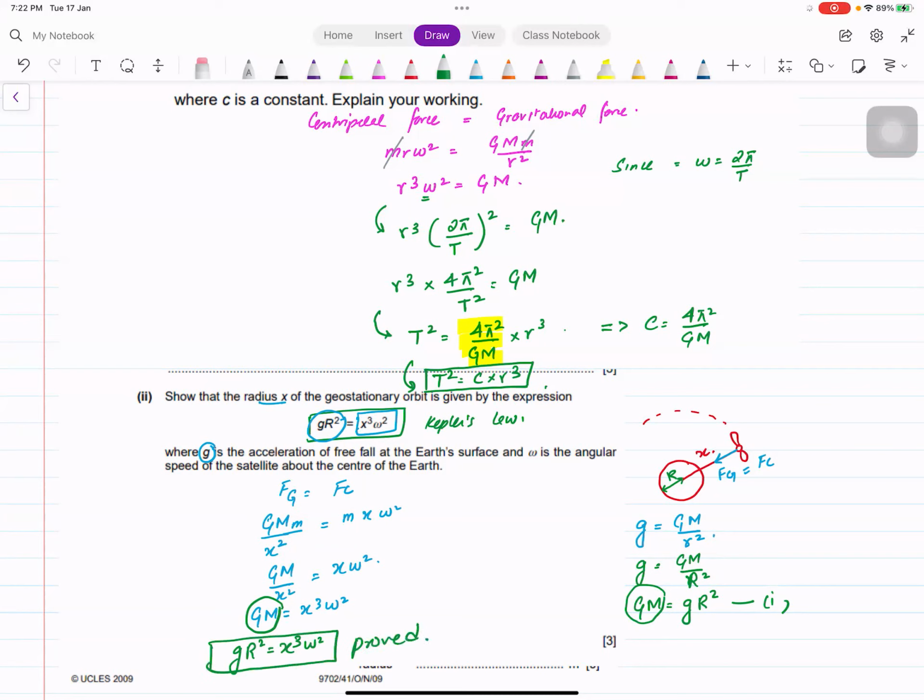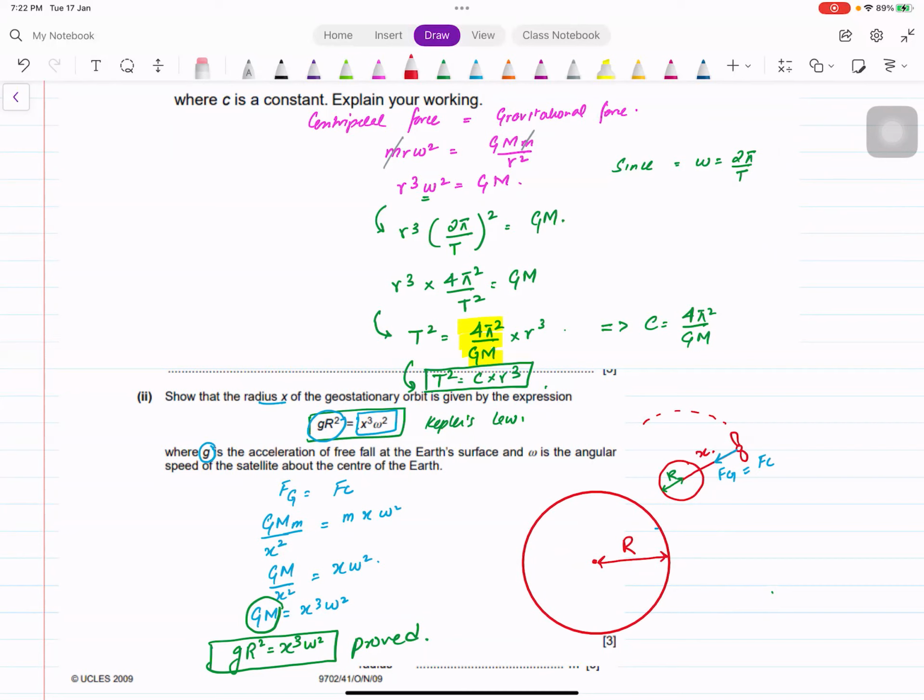Have a look at it and let me know if you don't understand this. Sir, could you repeat the last step you did to get gR squared? Yes, I'll do that. If you look at the Earth, this is the center of Earth, which means the radius of Earth is R, because they've said in the question that R is the radius of Earth.